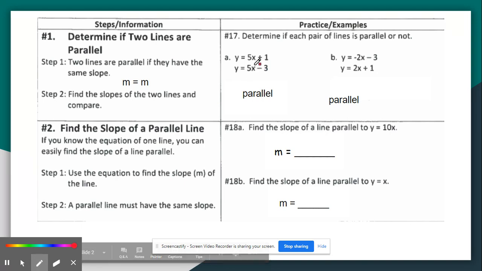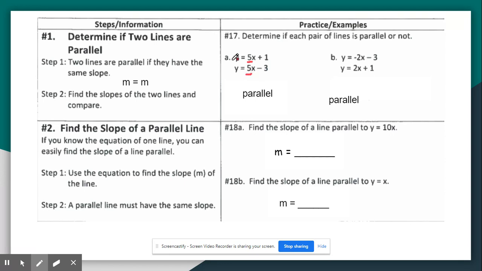So we need to look at the A example. The slope in the first one is 5. The slope in the second one is 5. And I forgot to mention y equals mx plus b. M is right there. Okay, when you compare them, they're the same, so they are definitely parallel.